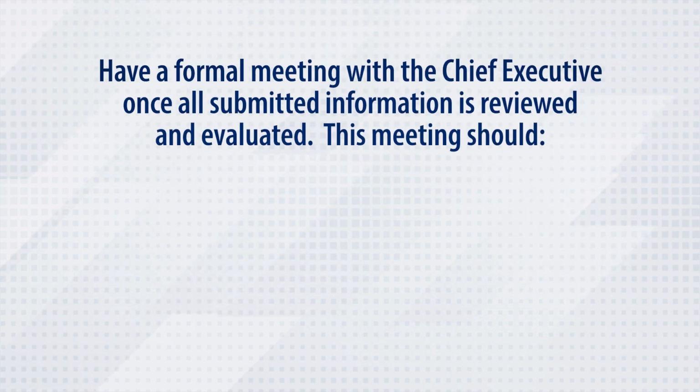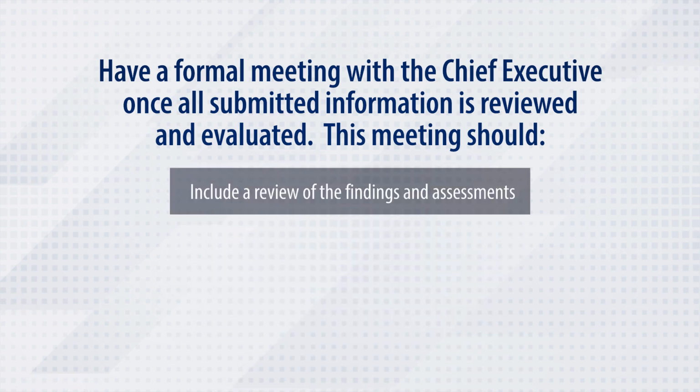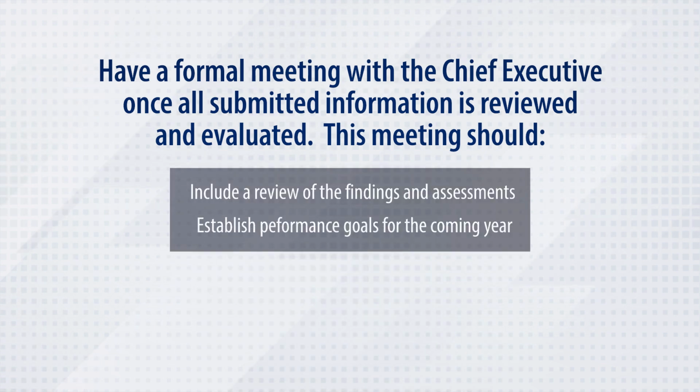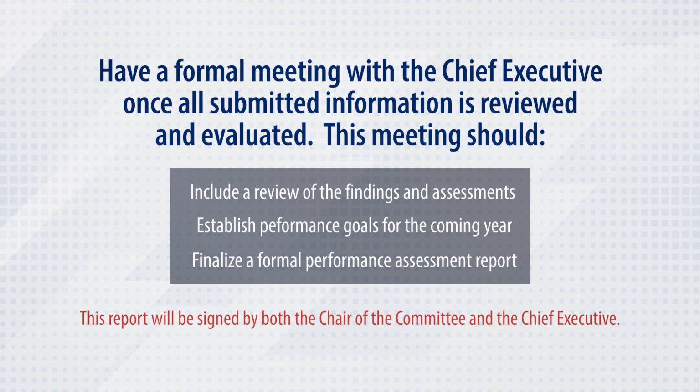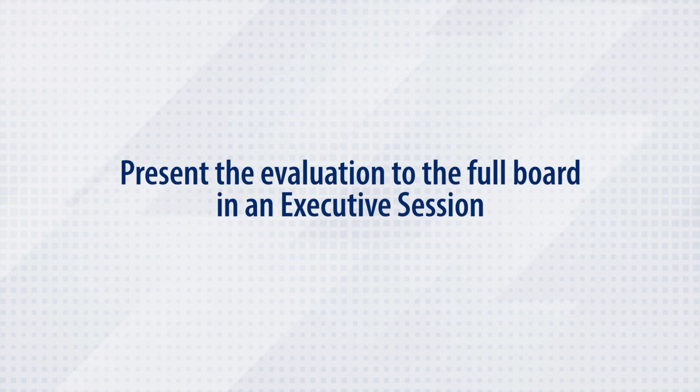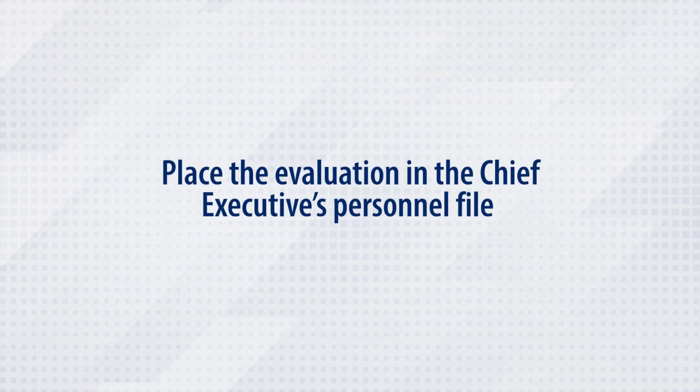Have a formal meeting with the chief executive once all submitted information is reviewed and evaluated. This meeting should include a review of the findings and assessments, establish performance goals for the coming year, and finalize a formal performance assessment report. This report will be signed by both the chair of the committee and the chief executive. Present the evaluation to the full board in an executive session. Place the evaluation in the chief executive's personnel file.